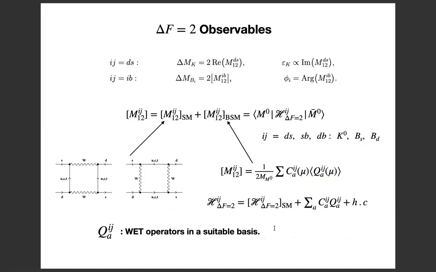Let us briefly look at the observables that we are interested in. We are interested in the mass differences for B and K mesons, which are given by these formulas. The quantity that we want to calculate is M12, which has a standard model part and a BSM part. Here the index ij is the flavor index. Depending upon the observable for K, Bs, and Bd, it has the structure ds, sb, and db.